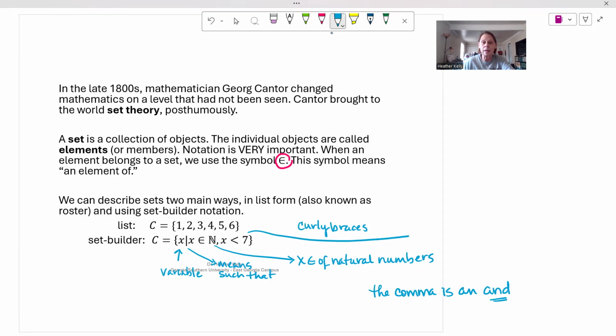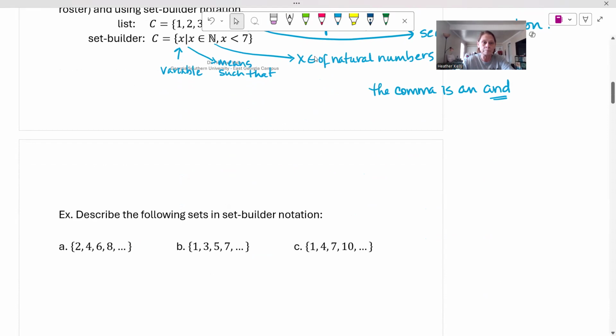So there's a second condition here. The first condition is that it has to be a natural number. That tells us a couple things. It starts with 1. There is no 0. There are no fractions. There are no decimals, just the counting numbers. Okay, so that's how you read set builder. Let's practice a little bit with that.